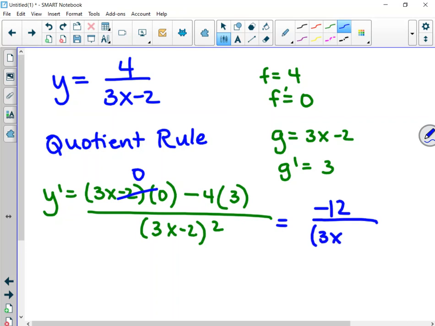I think you had a homework problem that actually worked this way over that. It's not a super tough problem. It's a quotient rule problem. As long as you remember the quotient rule and you know the steps, it's pretty straightforward. Big chunk of it turns into a 0. So you end up with a negative 12 over 3x minus 2 squared.